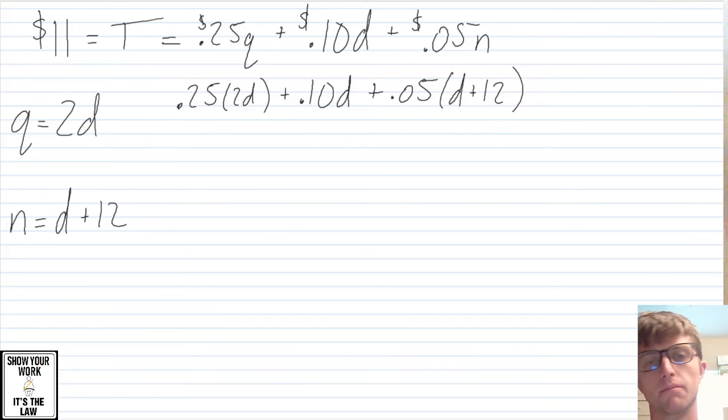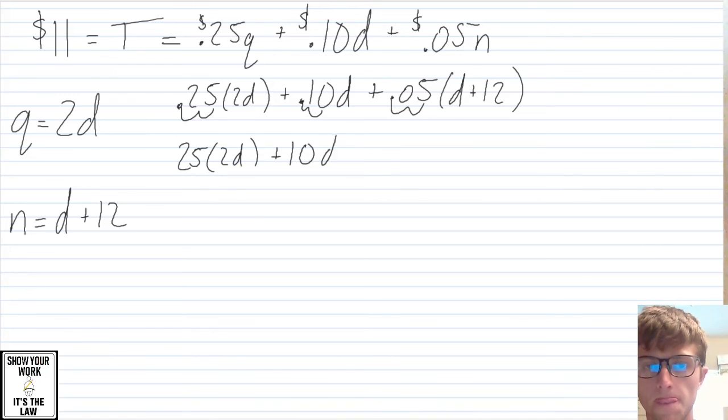All right. Instead of working with a bunch of decimals, let's clear our decimals. Remember, clearing only applies to the term. It doesn't apply to each individual thing. So we need to move the decimal twice for everything. But it only applies per term, not per value. So we don't have to move it for everything inside the parentheses because we already did it for this grouping. So that equals 25(2D) plus 10D plus 5(D plus 12).